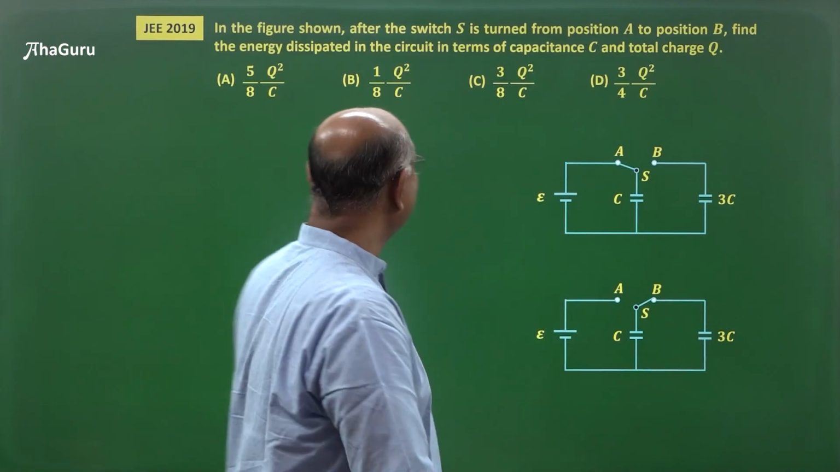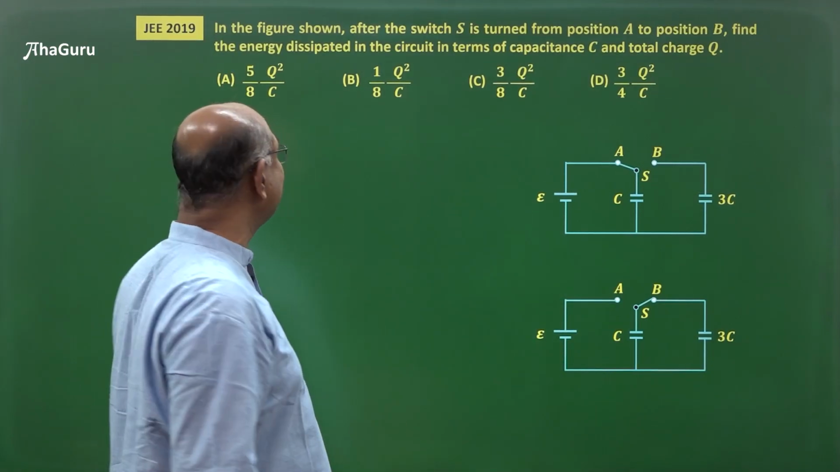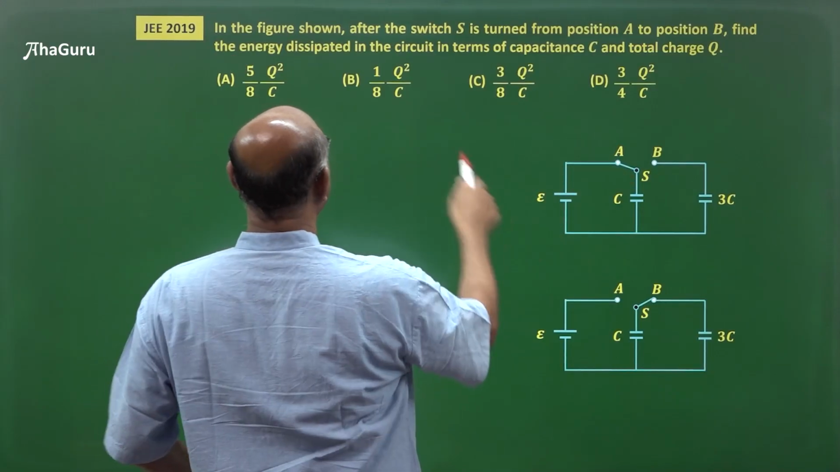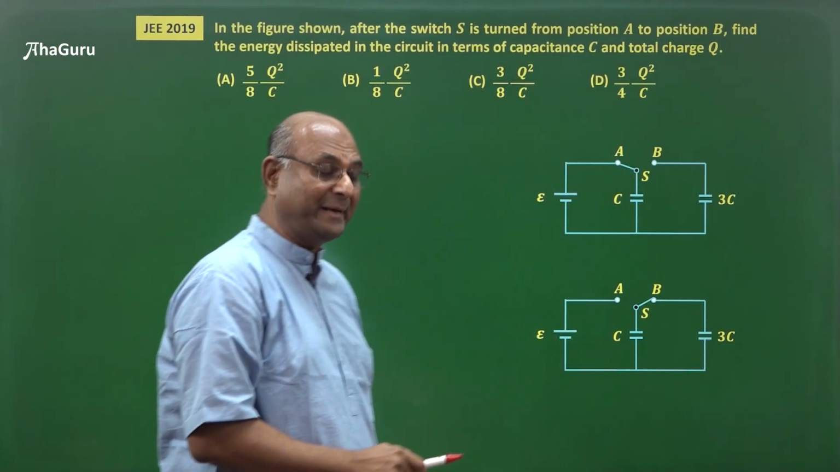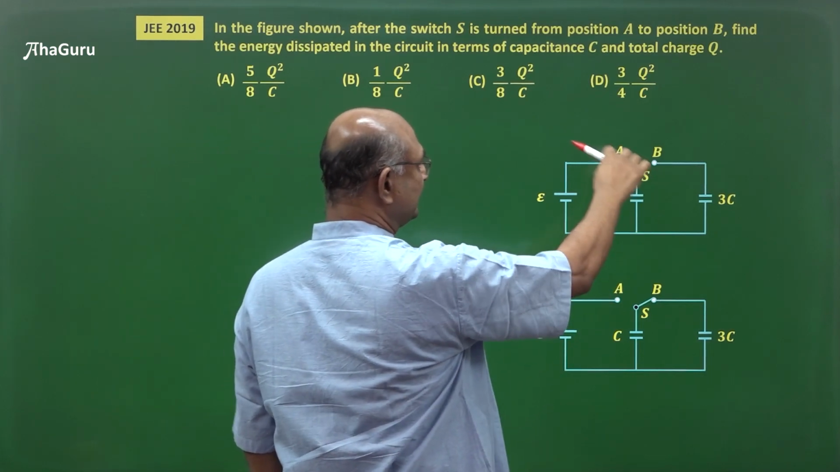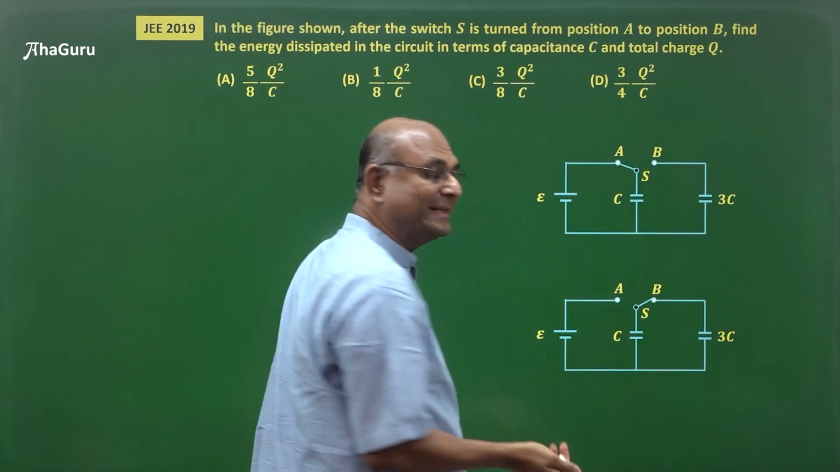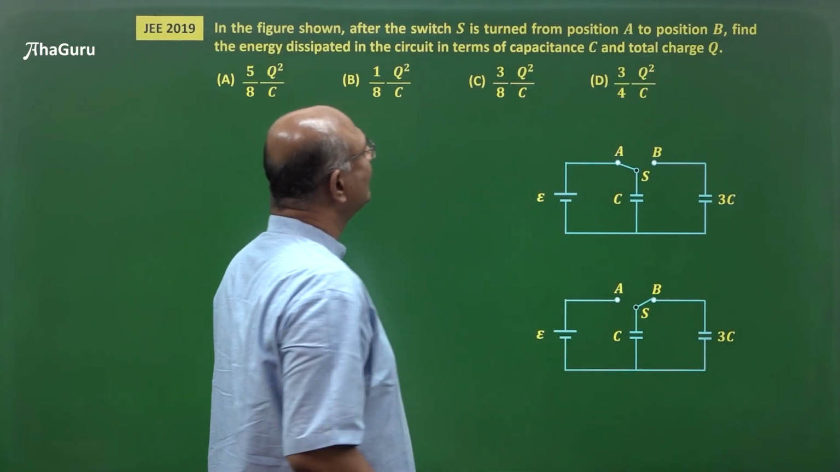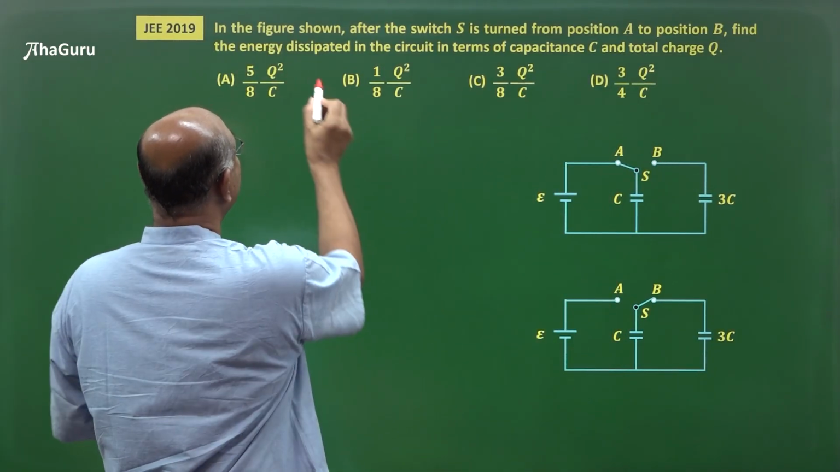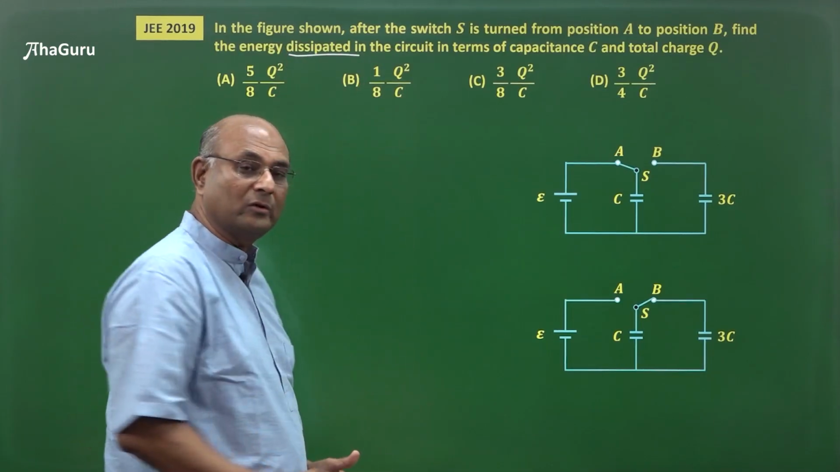Let us now look at this question that appeared in JEE in 2019. In this figure that is shown, after the switch S is turned from position A to position B, so I have shown it in position A here and in position B there. Basically this switch is going to be turned from A to B. Find the energy dissipated in the circuit.